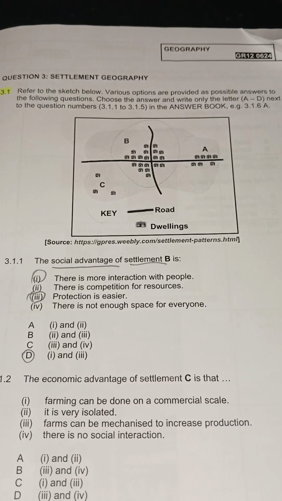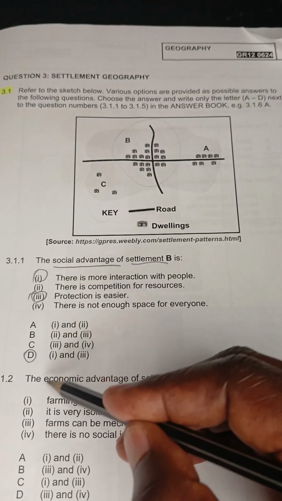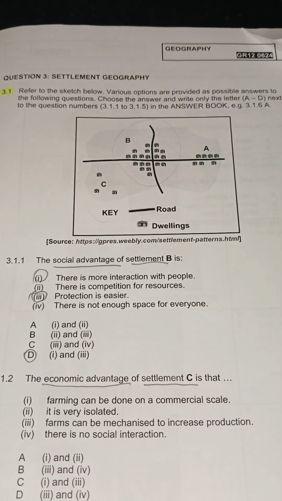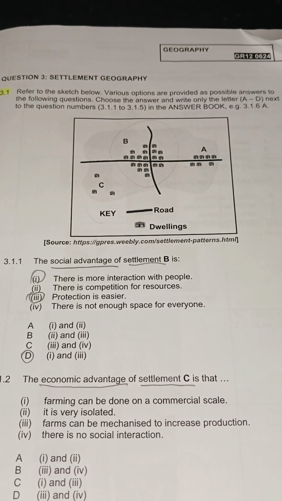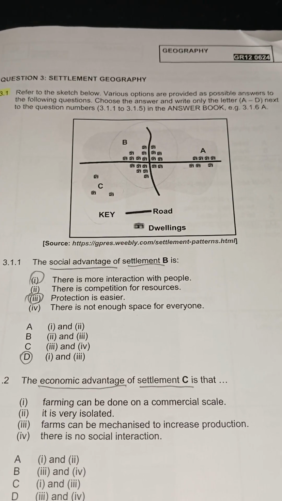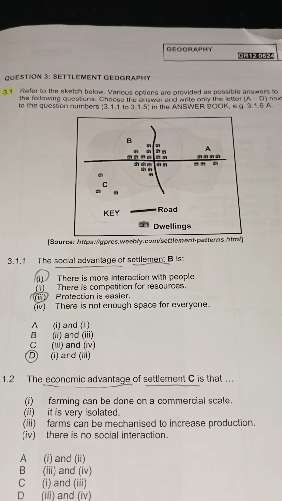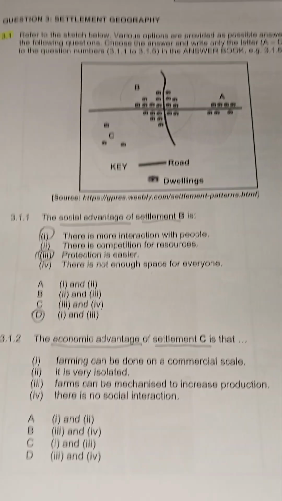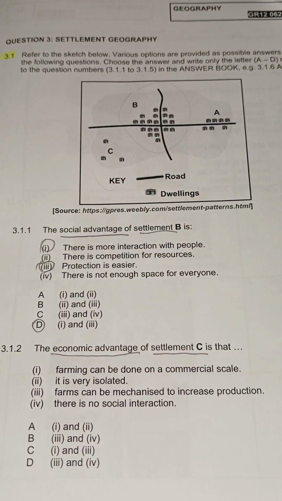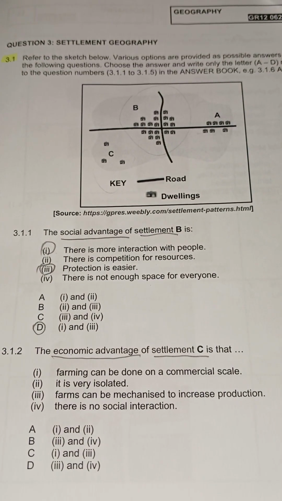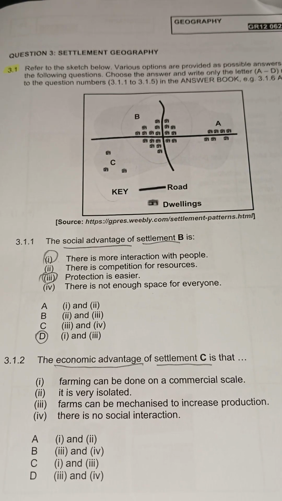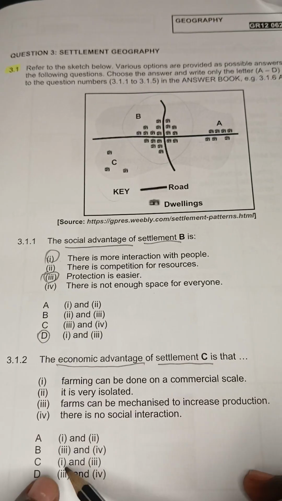Then number 2, the economic advantage of settlement D. Okay, so what is important now is for you to know that when you talk about the economy, we are talking in terms of income generation. How does it help in terms of generating income, in terms of deriving an income? So that's what should come to your mind when it comes to a question like this. We've talked about social advantage, and I've talked about what you should focus on. Now economic advantage, obviously something to do with the generation of income. How does it help? So you look also at the options that are given.